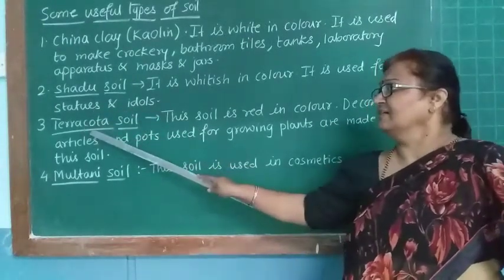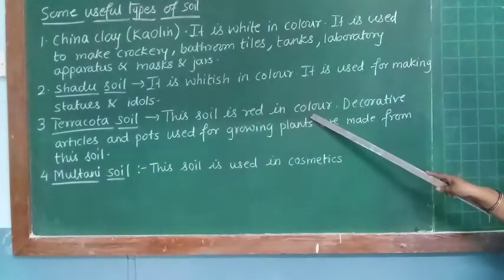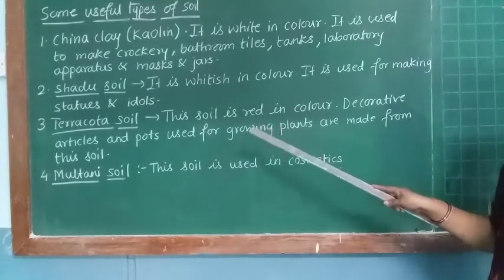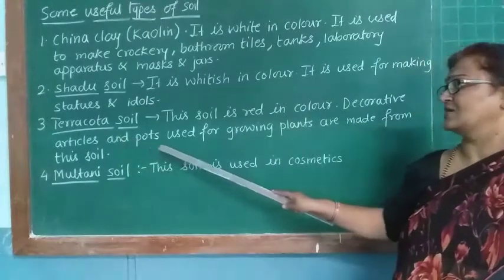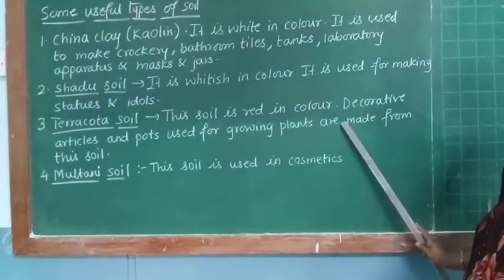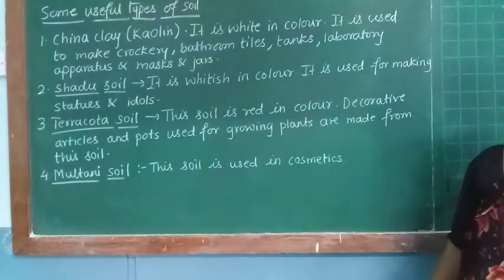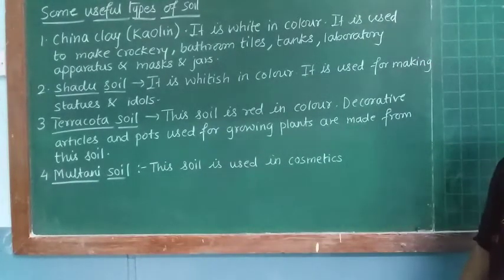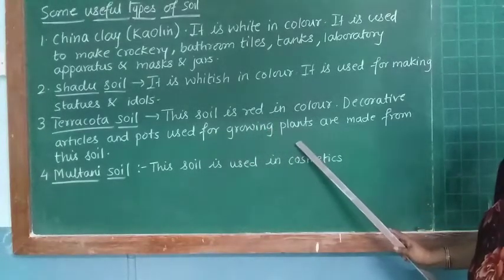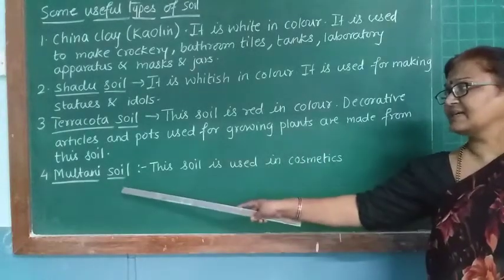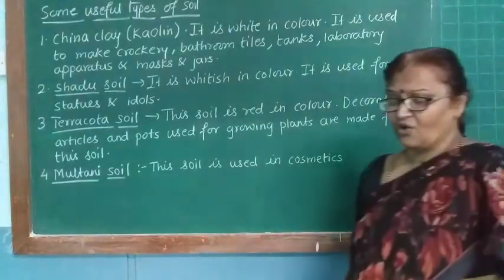Then next comes the terracotta soil. This soil is red in color. Whenever you see the terracotta soil, it is red in color. Decorative articles and pots used for growing plants are made from this soil. So what is it used for? It is used to make pots which are used for growing plants. Then next comes the multani soil. This soil is used in cosmetics.